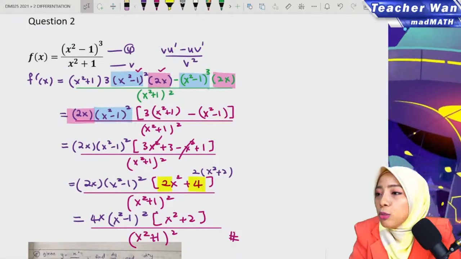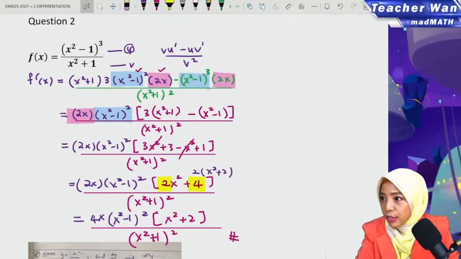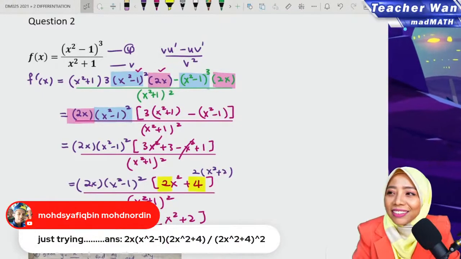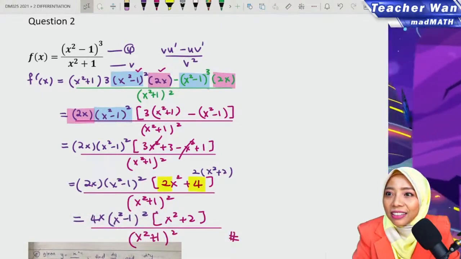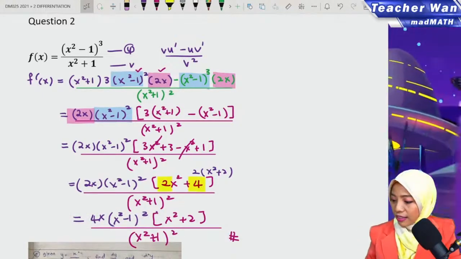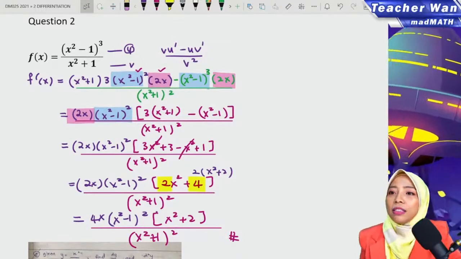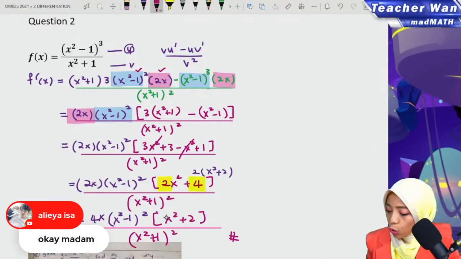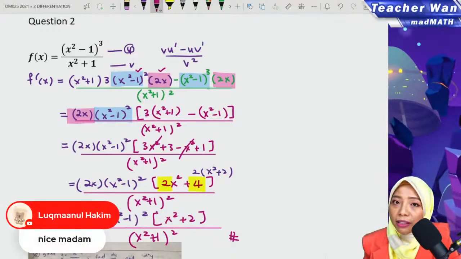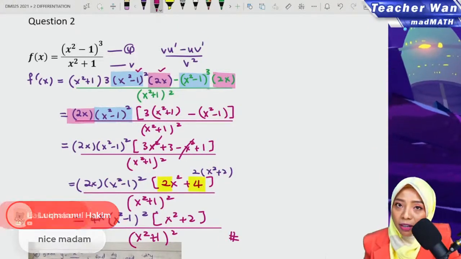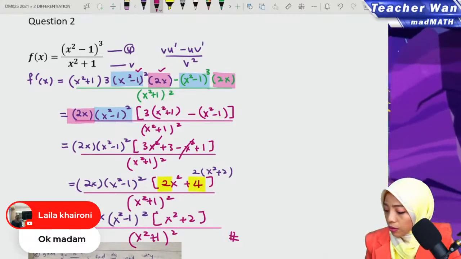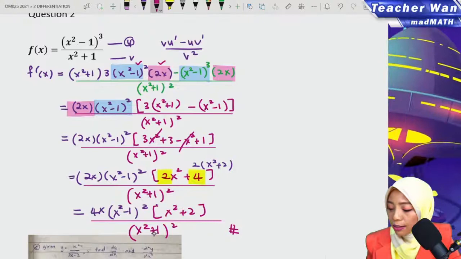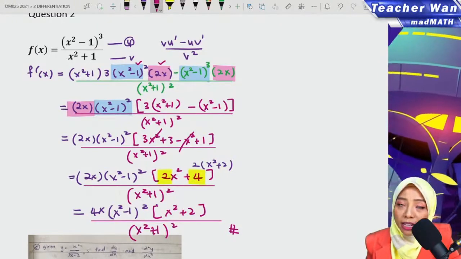For Muhammad Syafiq, not only do we have 2x, just now with 2 and 4 we can also factor out 2. We can factor out until basically all the coefficients of x square become the simplest, which is 1. Like in my case, all the coefficients of x square become 1. Everything is 1. Like just now there was 2 and 4, I factored out 2 in front.